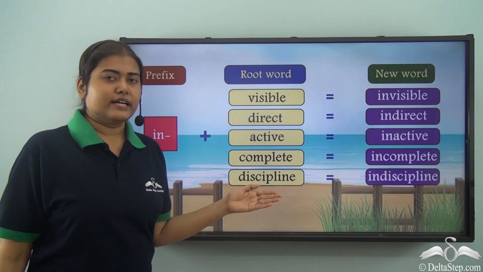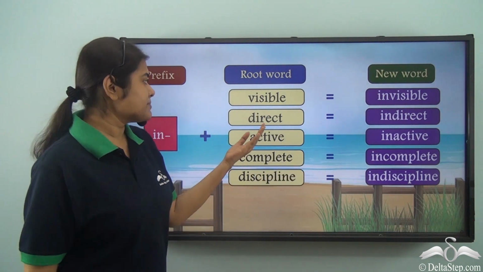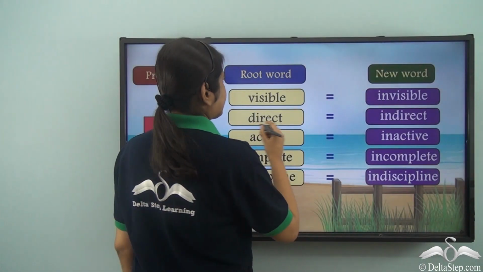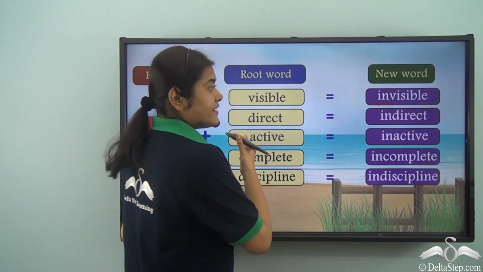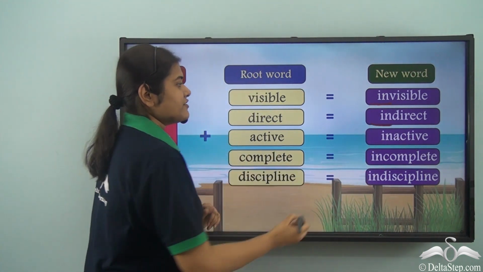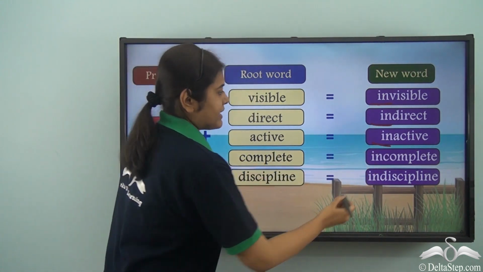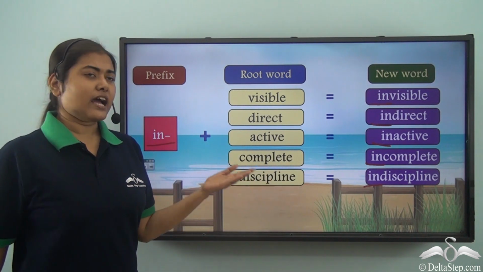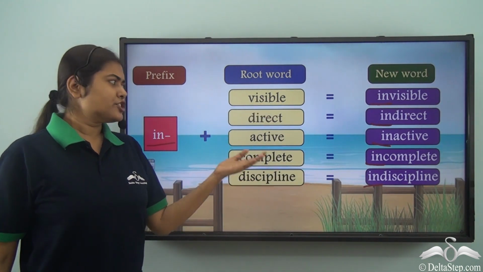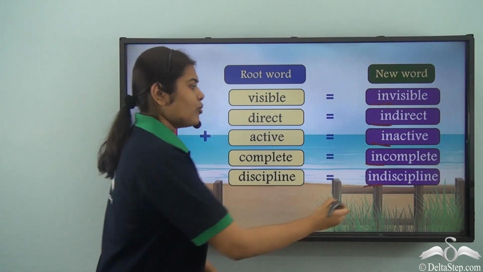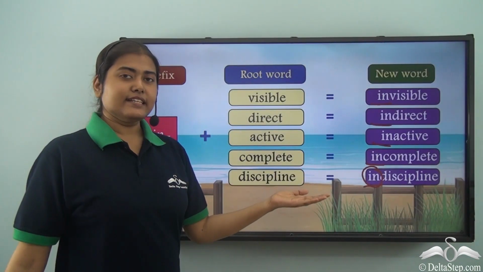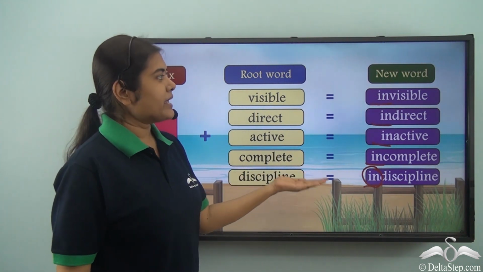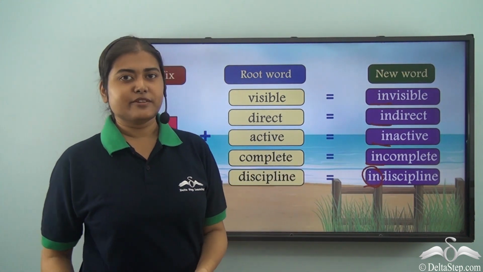Now, these are some more words which form their antonyms or opposites by adding the prefix in before them. So, visible becomes invisible, direct becomes indirect, active becomes inactive, complete becomes incomplete, and discipline becomes indiscipline. So, you see how easily we can form their antonyms just by adding some letters. So, you see how easily by adding two letters before the main word, we can make a completely new word with a different meaning.